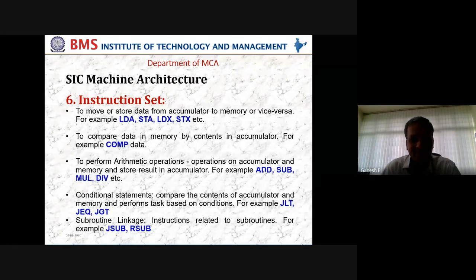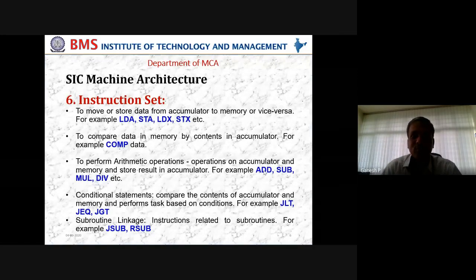LDX. X is nothing but the index register. Same meaning: loading into the index register, that means we are writing into the index register. STX, storing from the index register, meaning we are taking some data from the index register, that is reading data from it. Then we have COMP.